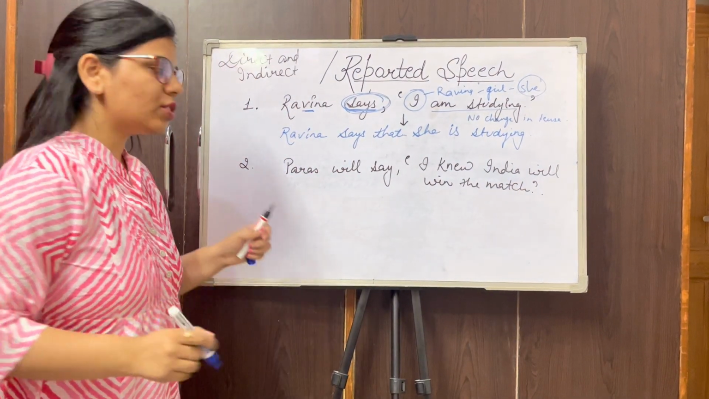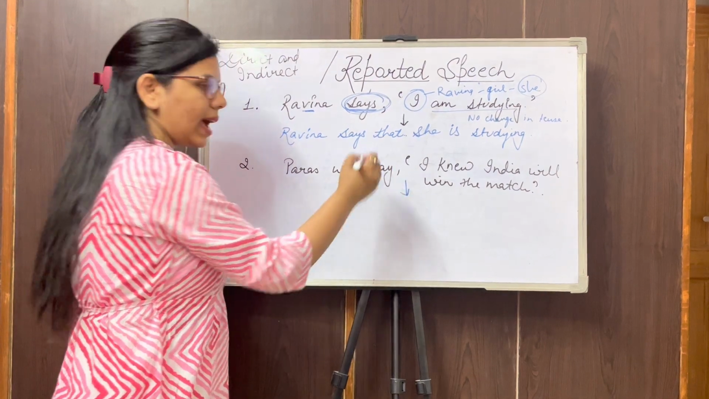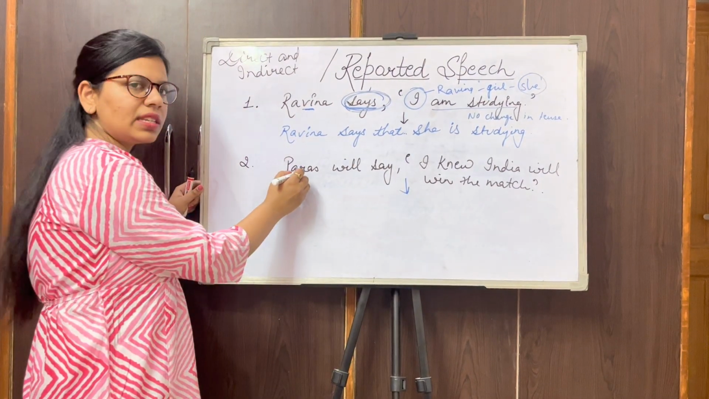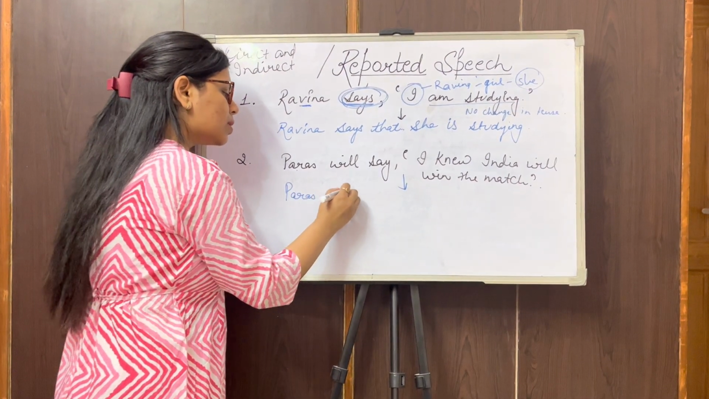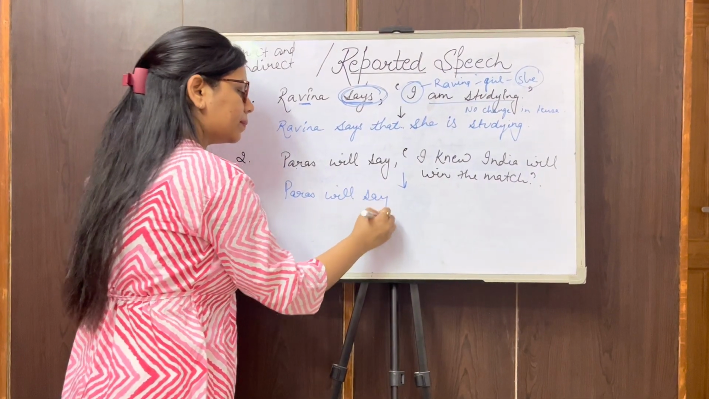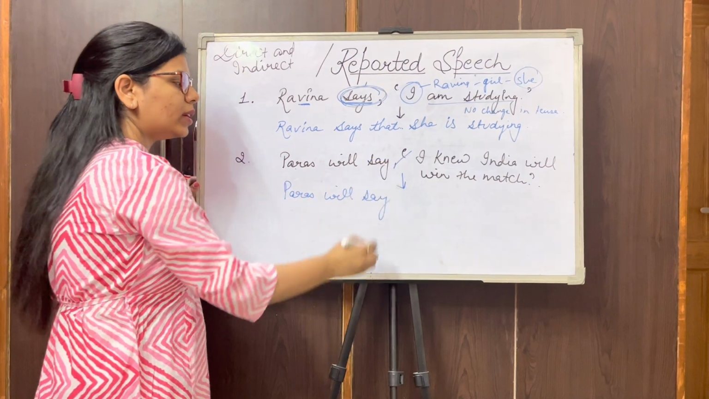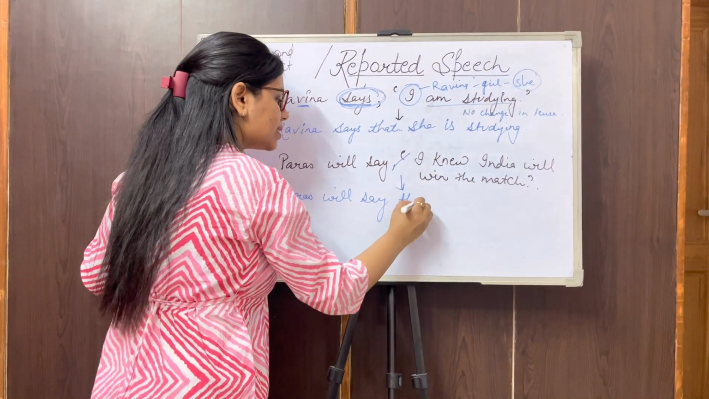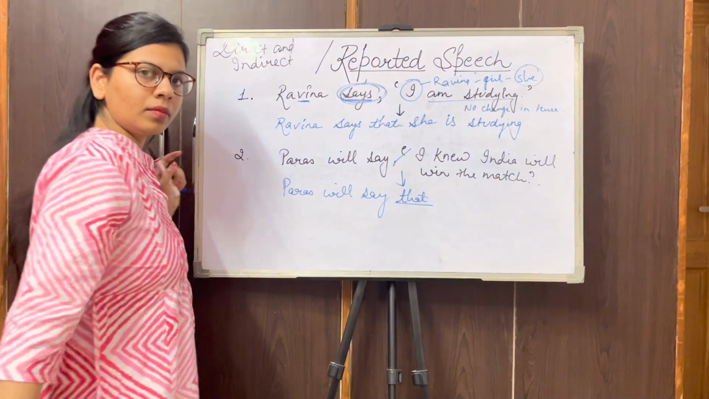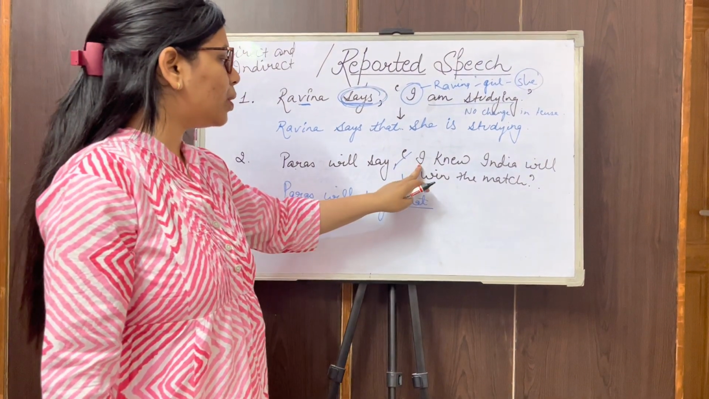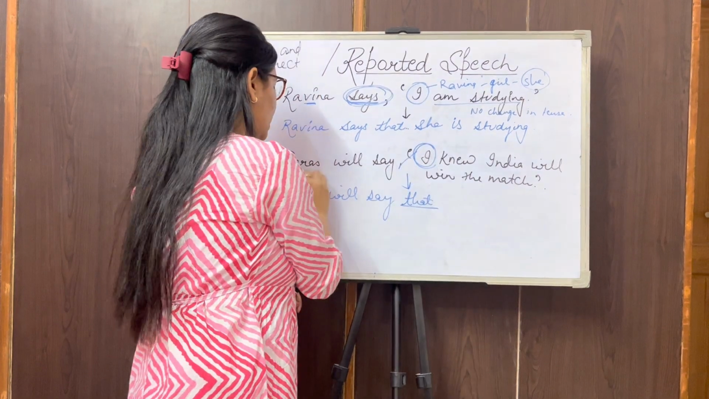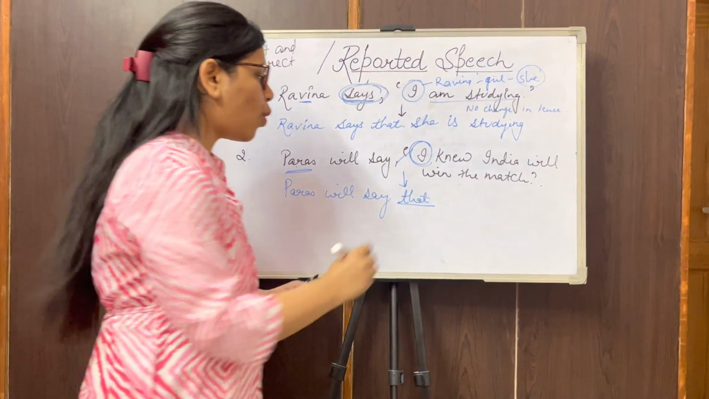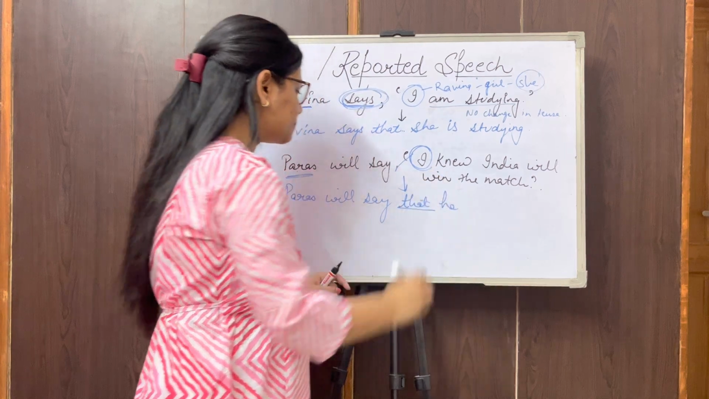Okay, now let's try to convert this into indirect speech. Again we'll start from here. You can write it as it is. Paris will say. We'll remove the inverted commas and we'll replace them with the word that. Again, our first step will be to change the pronoun. Who is I here? It's Paris. It is a boy, so we will write he.